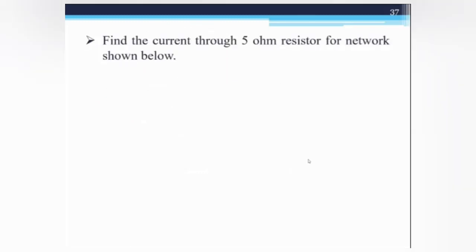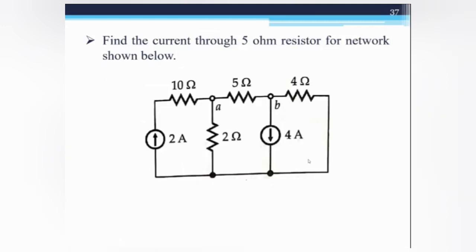Find the current through the 5 ohm resistor for the network shown below. This is a nodal analysis example. Apply the KCL at node A. We get 2 equal to VA by 2 plus (VA minus VB) by 5 for node A. Similarly for node B, 4 minus 4 equal to VB by 4 plus (VB minus VA) by 5.